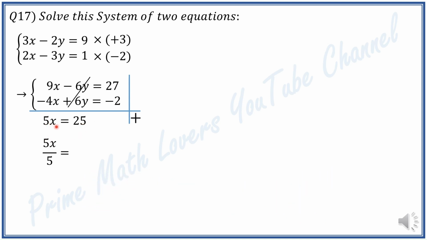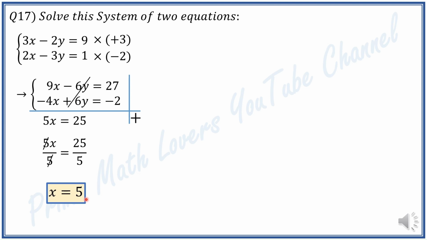We divide both sides of the equation by 5. I cancel this 5 with this 5, and x will be 25 divided by 5, which is 5. x is equal to 5.